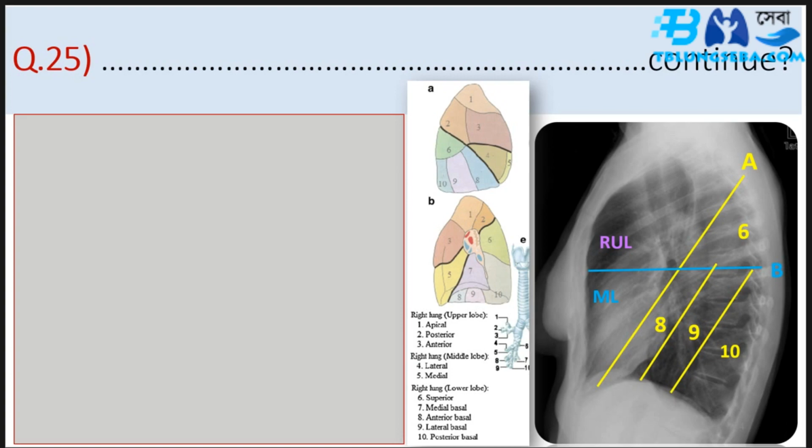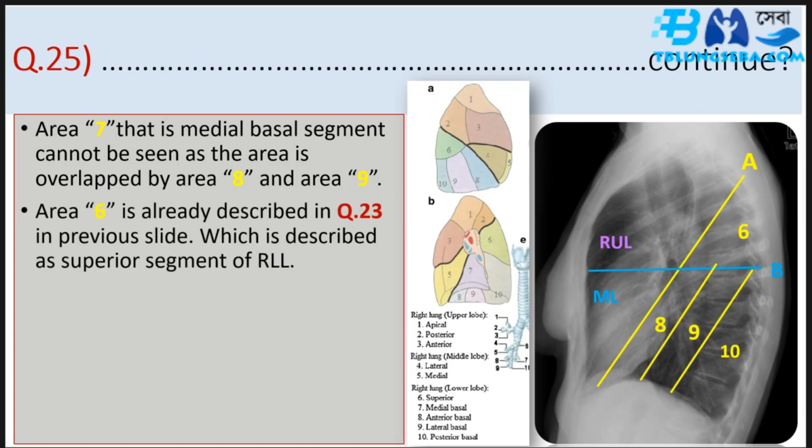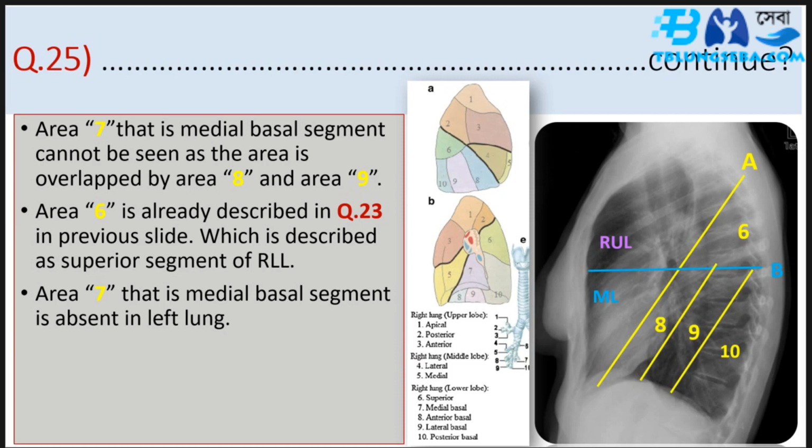Q.25, continue. Area 7, that is medial basal segment, cannot be seen as the area is overlapped by area 8 and area 9. Area 6 is already described in Q.23 in previous slide, which is described as superior segment of RLL. Area 7, that is medial basal segment, is absent in left lung.